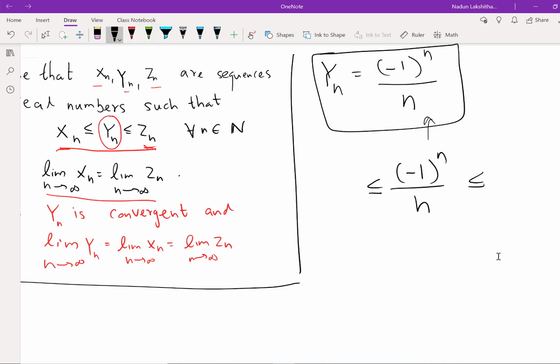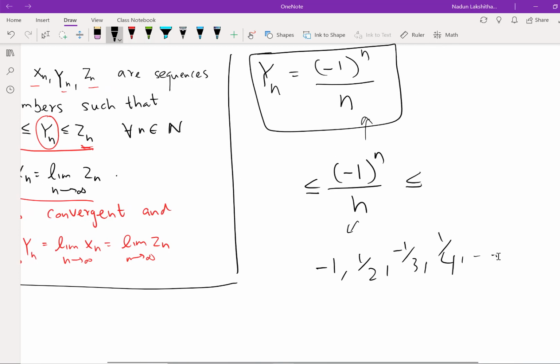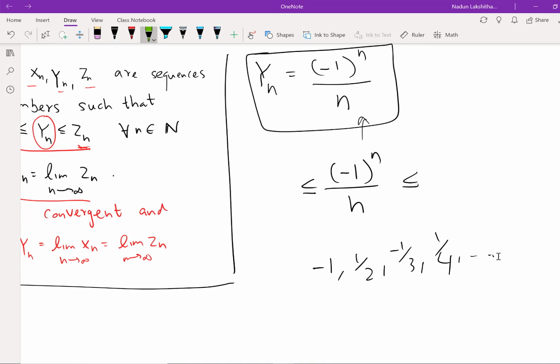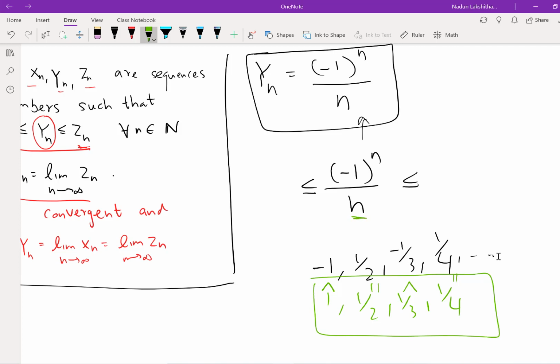Okay, so think about this. Let's think about the terms of this sequence. When n is equal to 1, it's -1, the second term is 1/2, the third term is -1/3, the fourth term is 1/4, and it goes on. Now think about a sequence where every term is either larger or the same. What do you think? How about the sequence 1, 1/2, 1/3 and 1/4? Definitely 1 is larger than -1, 1/3 is larger than -1/3, and the others are the same. So this new sequence is larger than or equal to the given sequence, right?